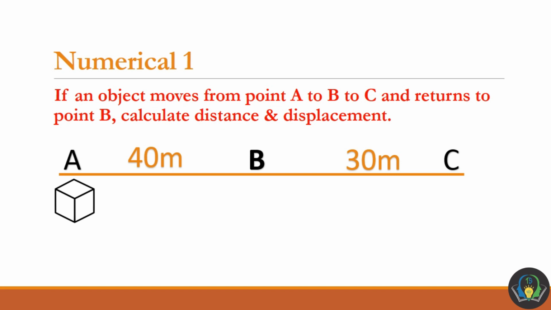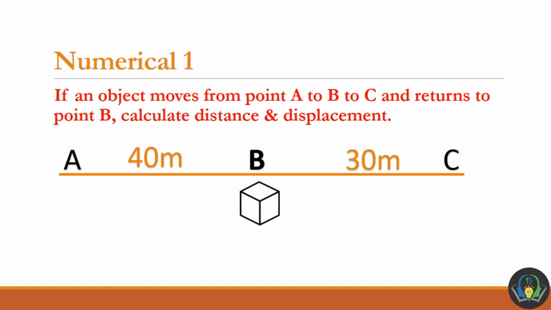Numerical number 1. If an object moves from point A to point B and then to C and returns to point B, calculate the distance and displacement. Well, this is extremely easy and a very basic level numerical, where the distance from A to B is 40 meters, B to C is 30 meters, and the object is moving from A to B and then from B to C, and it is returning to point B. I hope the question is clear.